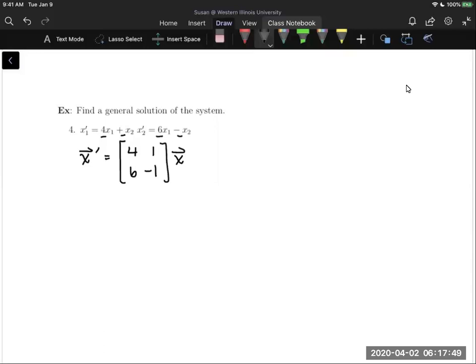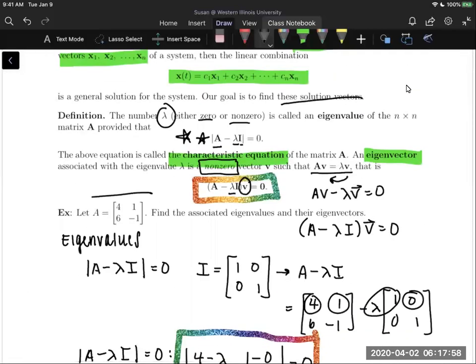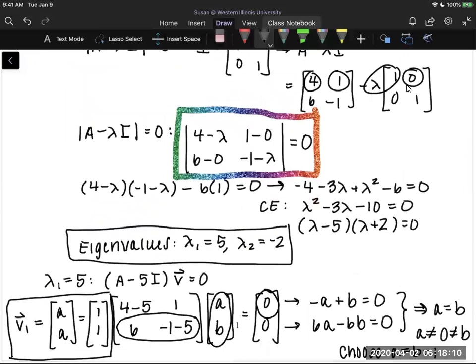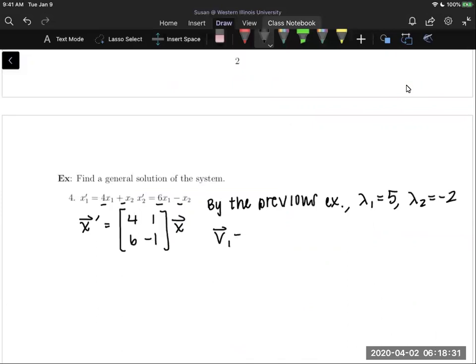Now, you'll notice that this coefficient matrix, 4, 1, and then 6, negative 1, if I scroll back up, is precisely the matrix we had in this previous example. So we already found the corresponding eigenvalues and eigenvectors. So those eigenvalues were 5 and -2. So I'm just going to write, by the previous example, we found lambda 1 to equal 5, lambda 2 to equal -2, and then the associated eigenvectors.